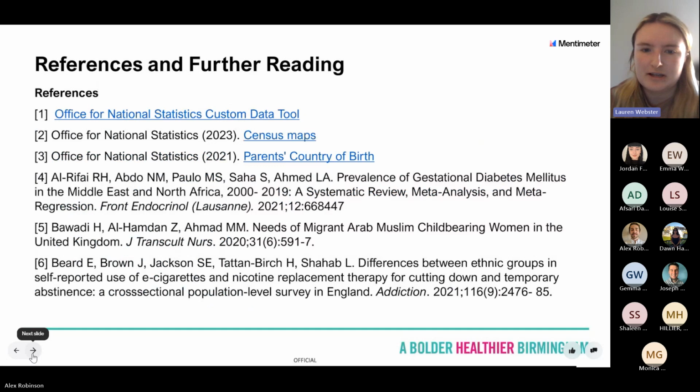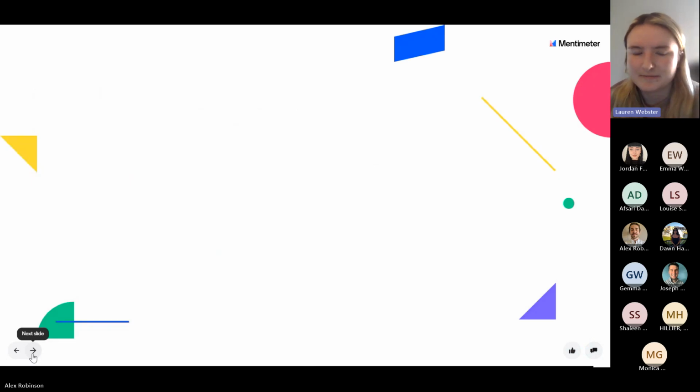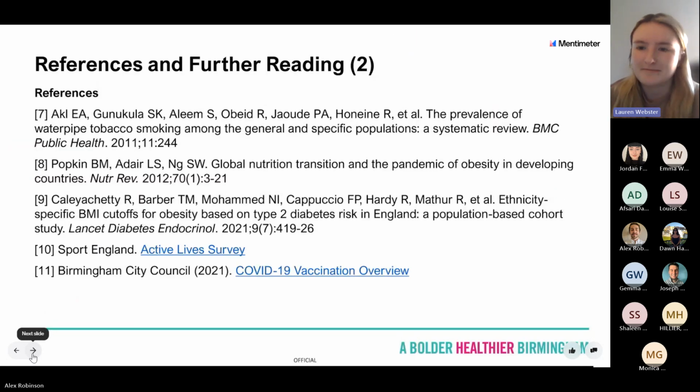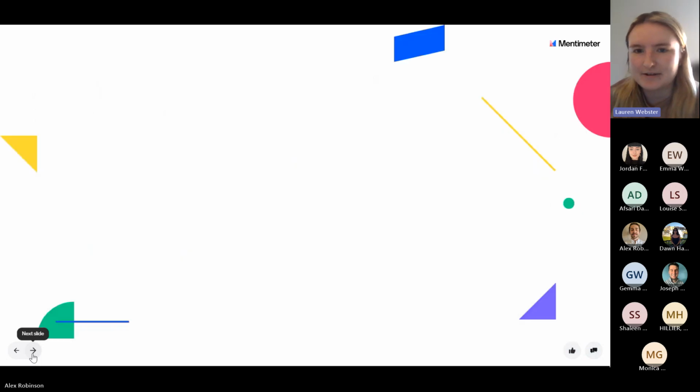And these are just the links and references for further reading from the session. This has just been taken as snapshots from the community health profile, so please go ahead and read the full report, and there'll be full referencing on there. Next slide, please. Yeah, more references. I think that is the end of the session.